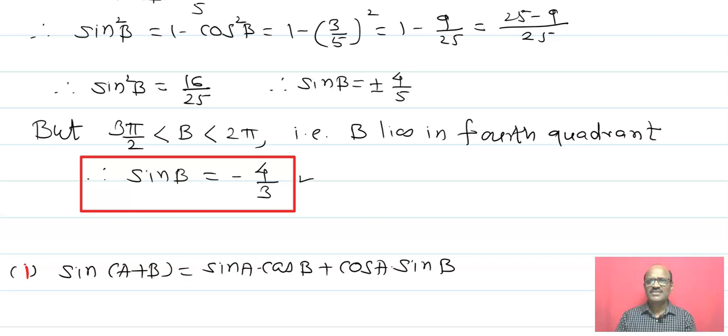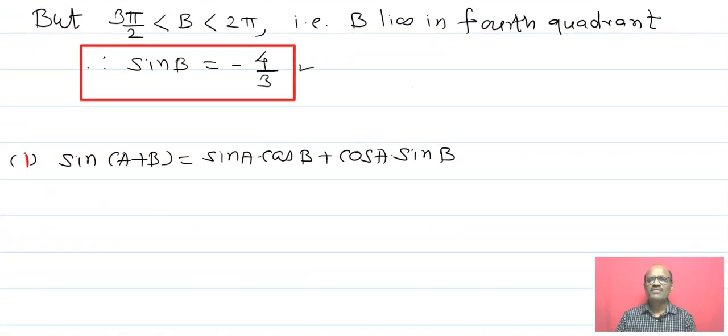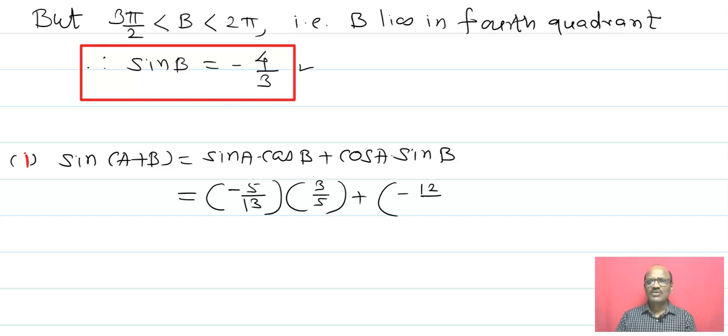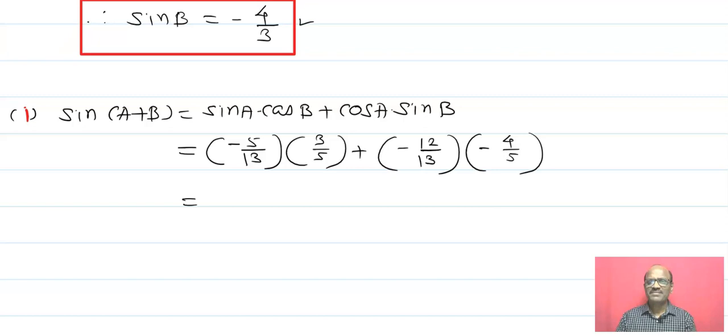These are the values. Minus 4 by 5, there must be my mistake I have done there. That is, the first is sin A cos B plus cos A into sin B. Now I am writing here the correct value. Now see this, there are cancellations, algebraic addition.